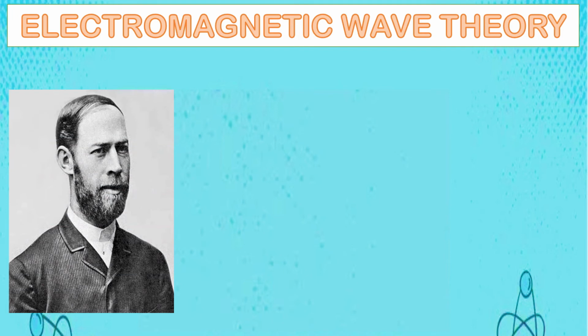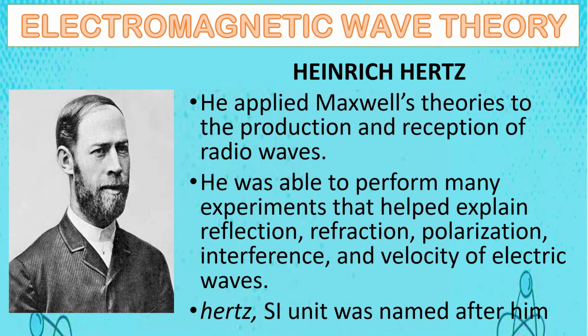Heinrich Hertz, a German physicist who applied Maxwell's theories to the production and reception of radio waves. He was able to perform many experiments that help explain reflection, refraction, polarization, interference, and velocity of electric waves. The hertz, the SI unit of frequency, is named after him.